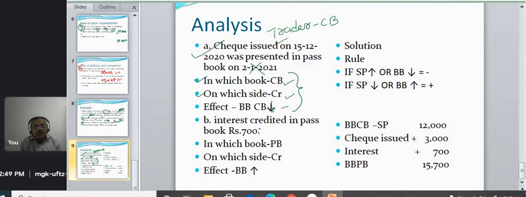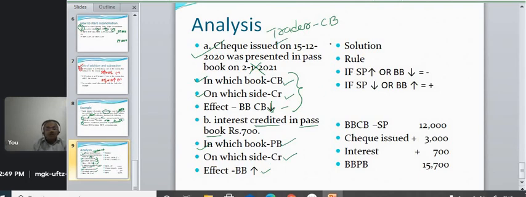Similarly, let's go for the second analysis. Interest credited in passbook. You are given here a clue. Credited in which book? Passbook. So the first point you have to analyze: it was entered in which book? Passbook. On which side? On credit side. What is the effect if the money is entered on the credit side of the passbook? Bank balance increases. So this is analysis.